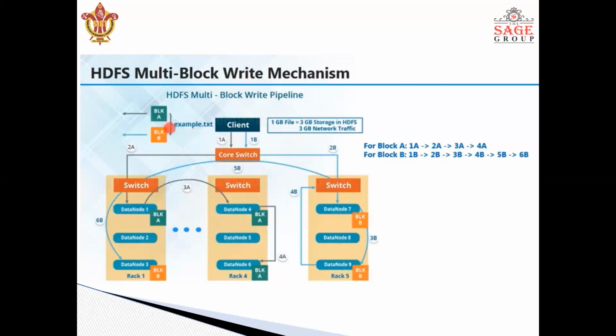When the first block is getting copied on data node 1, block B is getting copied on data node number 7. These processes are performed simultaneously. Similarly, the other steps are also taking place at the same time. As many blocks as your file contains, all the blocks will be copied at the same time. Hence, the actual writing mechanism, meaning the replication process, is sequential, but multiple blocks are written in parallel fashion. So this is how the writing mechanism takes place.